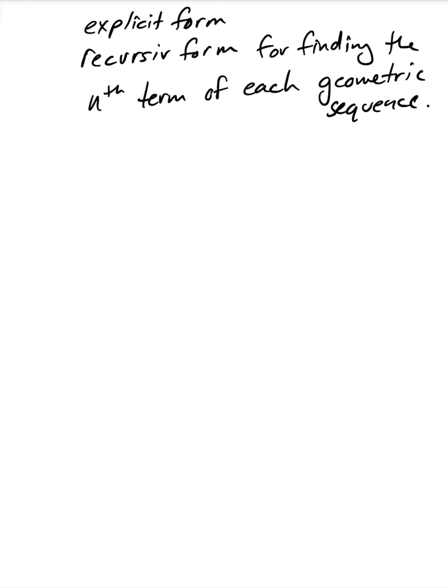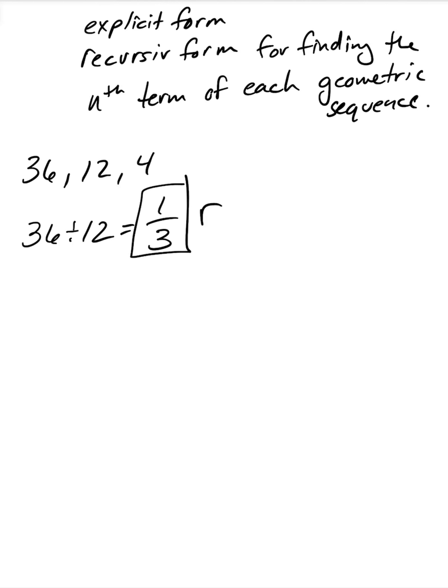If you're being given a list like this, 36, 12, and 4, and you're being asked to find these formulas for this geometric sequence, just like before, I want to find my common ratio. You know how to do that already. My A2 divided by my A1. That's 12 divided by 36, and that's going to give me 1/3, right? So there's my r. Let me store this right here. There's my r, right?